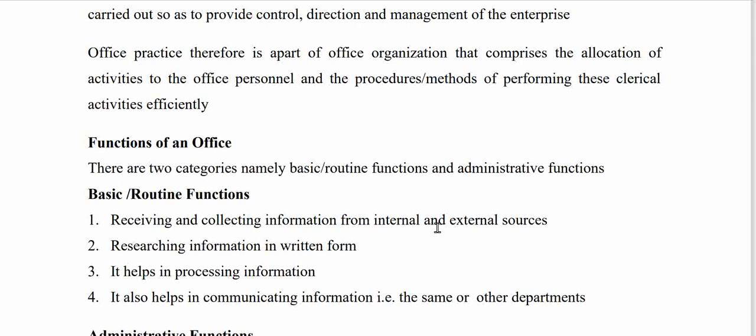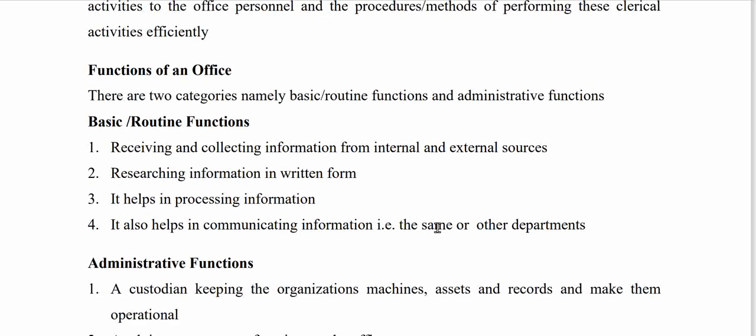So there are two categories of office functions. We have basic or routine functions and administrative functions. Starting with the basic or routine functions, these are the activities or functionalities of an office that are needed or demanded every day or should be carried out on a daily basis. Number one, receiving and collecting information from internal and external sources.